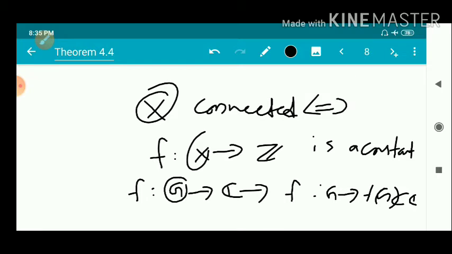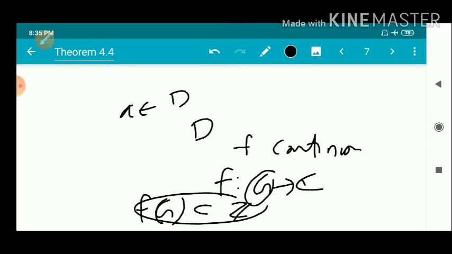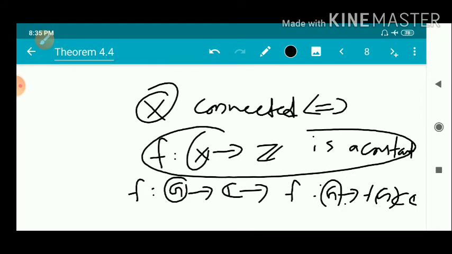Here we have f is continuous from a connected set G, and f of G is contained in the set of all integers. So we can compare it with this statement, that is, f is a continuous function from the connected set G to the set of all integers, and we know that G is connected, so it is if and only if f from X to the set of all integers is a constant. So here G is connected and f is a continuous function from G to f of G, where f of G is contained in the set of all integers. So we can say that it is a constant.